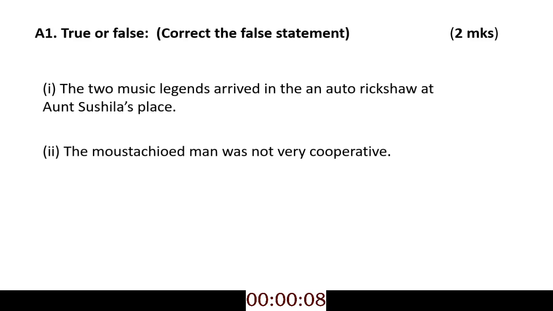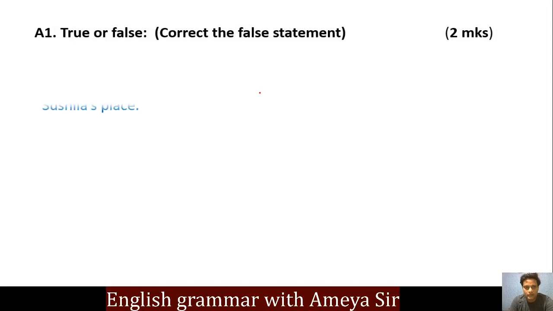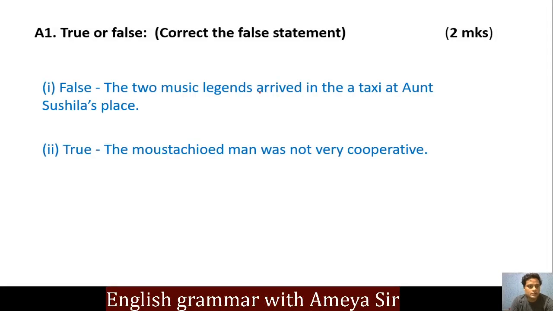Okay, under 10 seconds now. I'm sure you're done with this. Let me now reveal the answers in about just a second, and your time is up. So here are the answers for the true or false, and the first one was false, the second one was true. So I've written the answer again. You might just stop at true. So false. The 2 music legends arrived in a taxi at Aunt Sushila's place. Guys, they didn't come in an auto.